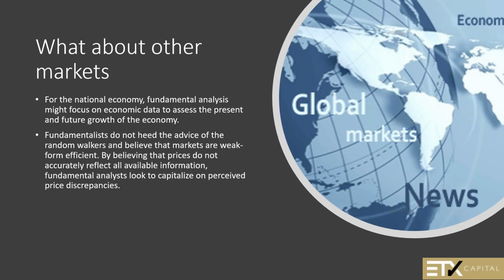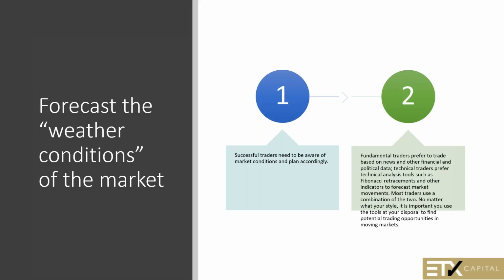And when these economic reports come out, if they exceed, meet, or fall behind expectations, it gives us a short period of time when the markets are out of balance. And this offers opportunities. So successful traders need to be aware of market conditions and plan accordingly. Fundamental traders prefer to trade based on news and other financial and political information, whereas technical traders prefer technical analysis such as Fibonacci retracements, candlesticks, and indicators. Most traders, and this should be you and I, use a combination of both.